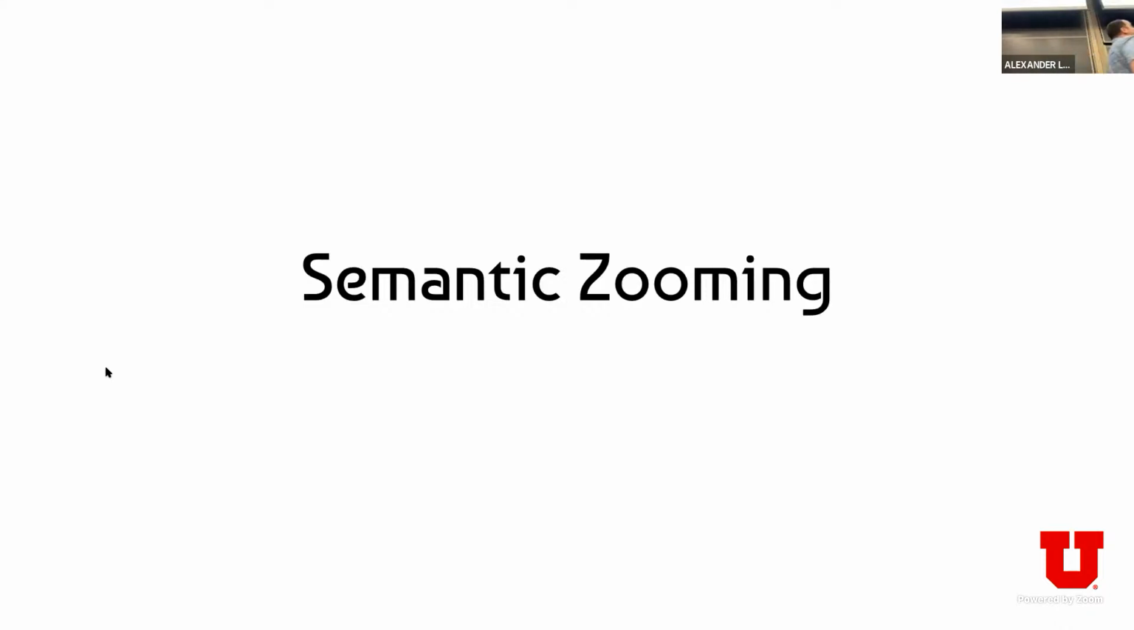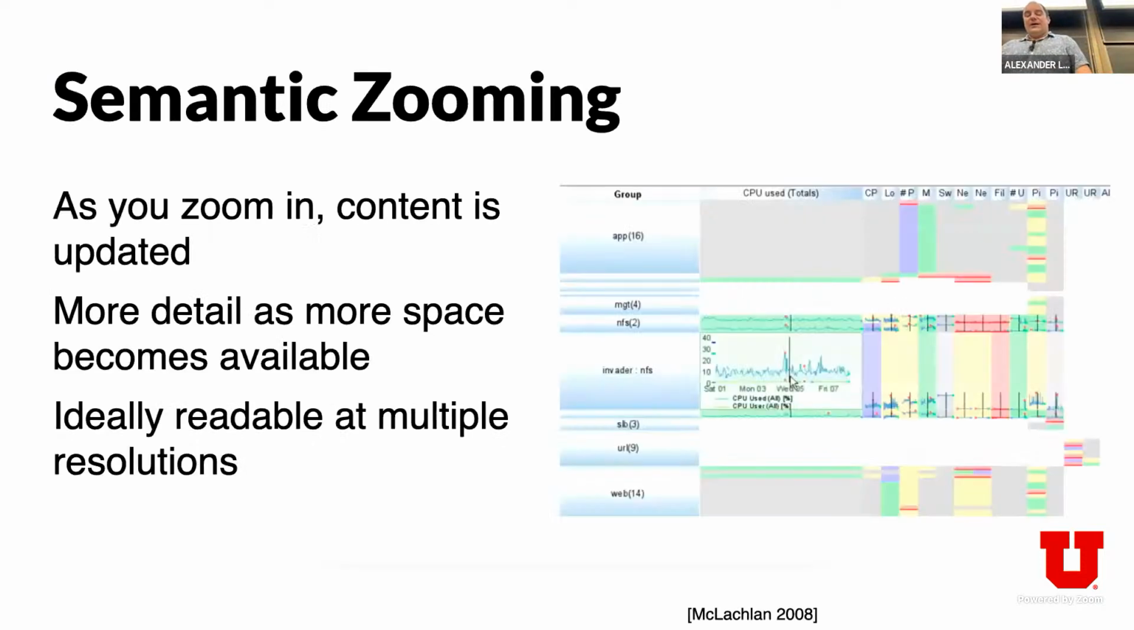Okay, so the next thing is semantic zooming. Semantic zooming is a cool technique that I think is super easy to implement, but I haven't seen it as much as I would expect. The idea of semantic zooming is that you start zoomed out, and then when you start zooming in, things not only get bigger, but you get more detail.